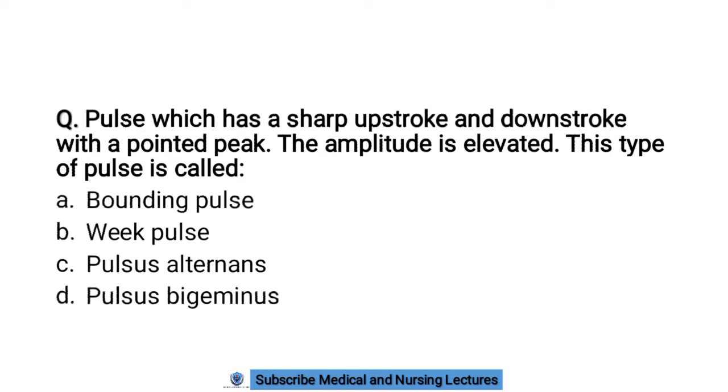A pulse which has a sharp upstroke and downstroke with a pointed peak, and the amplitude is elevated. This type of pulse is called: option A, bounding pulse; option B, weak pulse; option C, pulsus alternans; the last option, pulsus bigeminus. Here, the correct option is option A. This type of pulse is called bounding pulse.